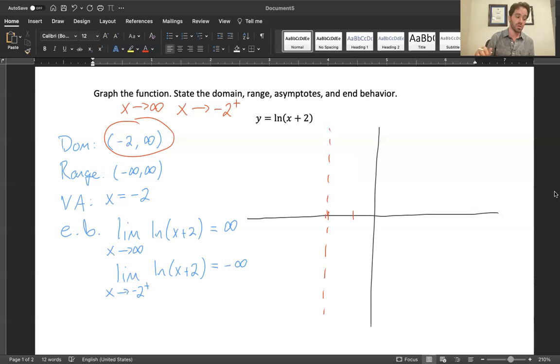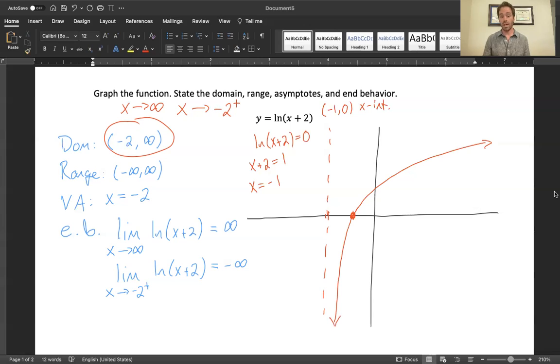The x-intercept for log functions is always the easy thing to find. ln of what equals 0? ln of 1 is 0. So ln of x plus 2 equals 0 tells us that x plus 2 equals 1, or x equals -1. So we know that -1 comma 0 is the x-intercept. That means it's right there. Okay? Now use your general knowledge of how a log function is shaped. It's going to start from this point and go up like that. And then from that point, it's going to go down toward the vertical asymptote like that.